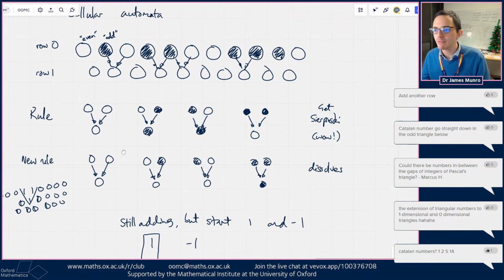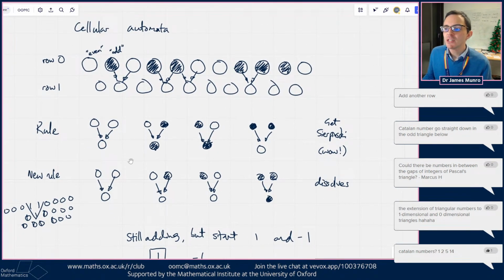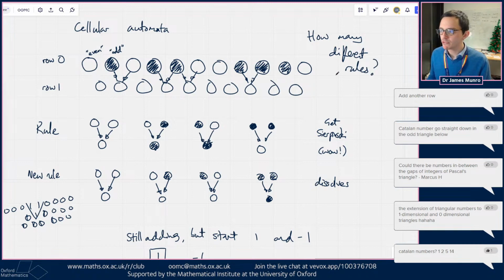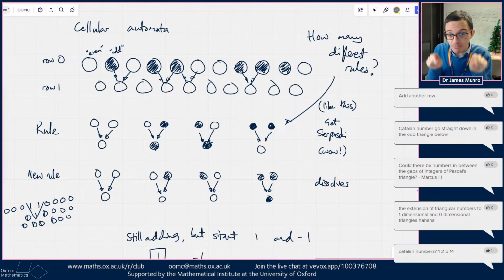Just to wrap up, because we've got about 5 minutes, something I'd really recommend for this, if you're going to get involved in these cellular automata, if you're going to think about the different rules, let's quickly think about how many different rules there are. And here I mean rules like this. So rules where you look at the two circles above and you combine them. Doesn't have to correspond to addition or multiplication. You combine them to get something new.